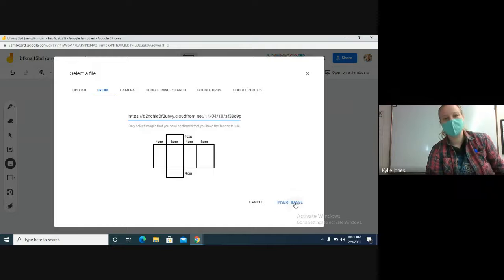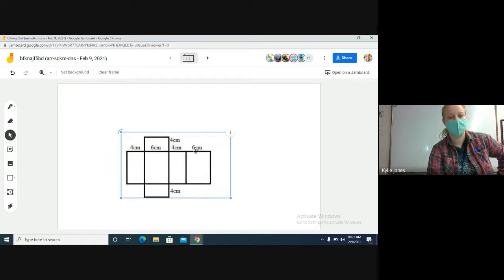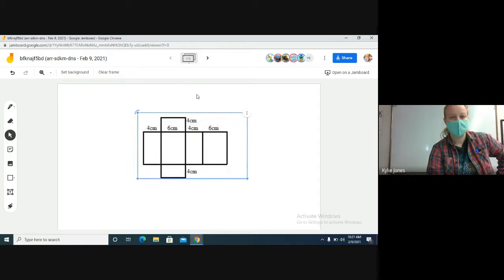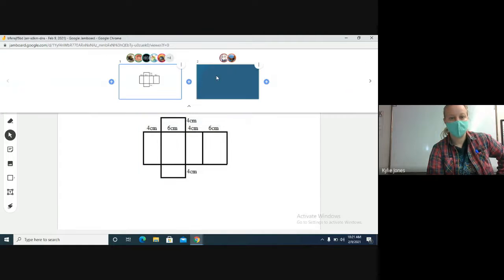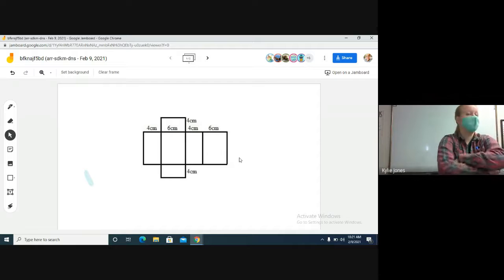Okay, so this time we have a new shape. I'm going to make it a little bit bigger so that we can see it better. Make sure you're on the first page. Everybody's on the first page. So we have this shape right here. We need to find the surface area, the exact amount of wrapping paper that would go on the outside.